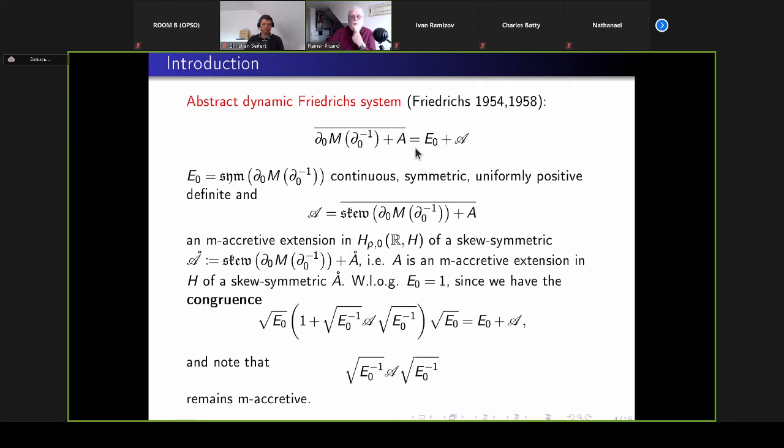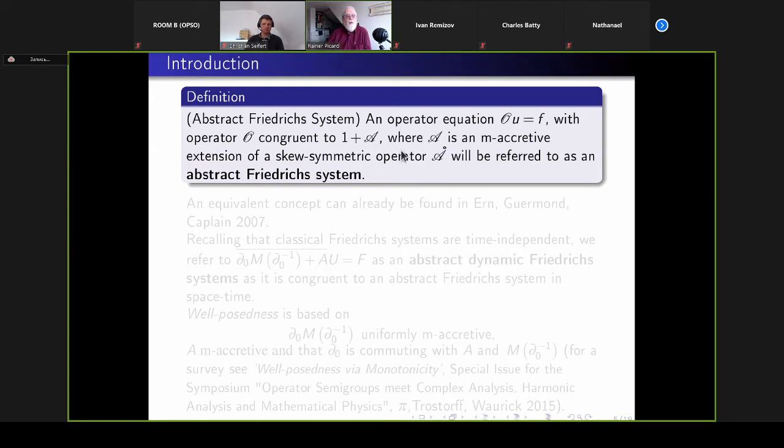So in essence, we are interested in operators of this simple form. I've just summarized that in a definition here. What I would call an abstract Friedrichs system, an operator equation with an operator O congruent to 1 plus A, where A is M-accretive, an M-accretive extension of a skew symmetric operator A circ. So exactly what the Friedrichs construction does, now in abstract terms.